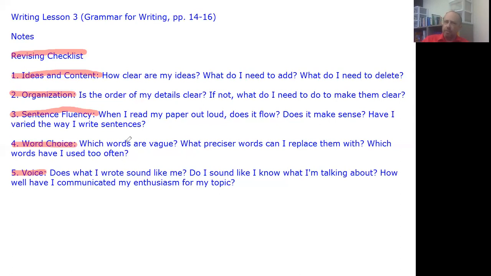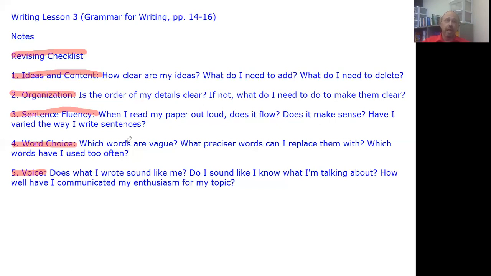Then I look at my word choice. Are my words vague? We need to avoid vague words. If the word is vague, I need a preciser word that I can replace it with, right? Words have meanings, and I need to take those meanings into consideration, right? There's a difference between moved, ran, and fled, right? Each one of those words has different connotations and denotations.